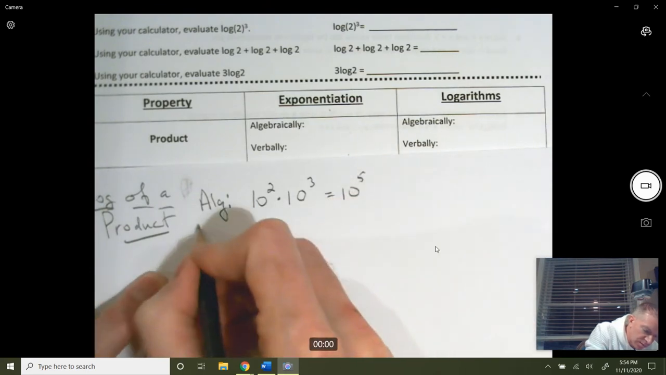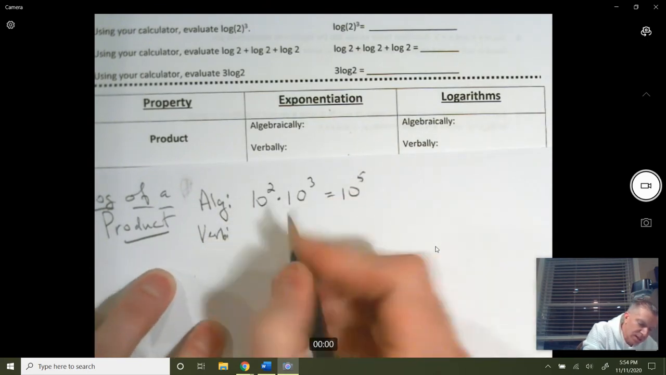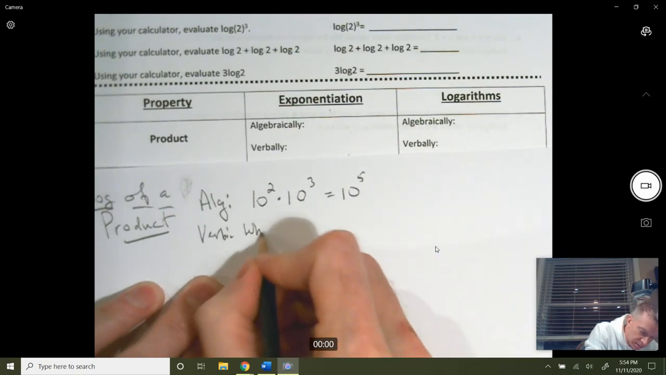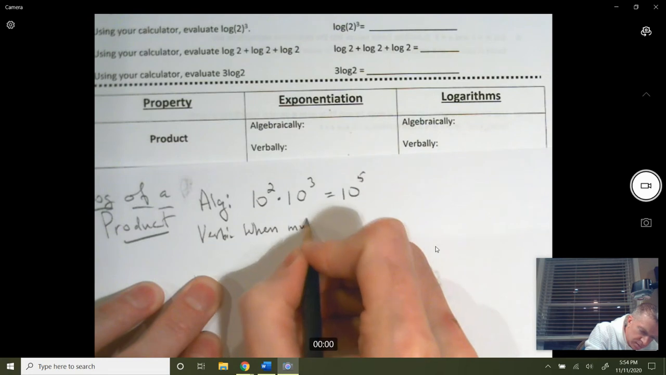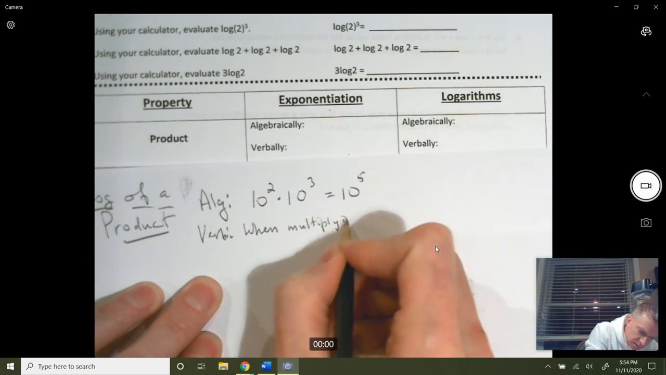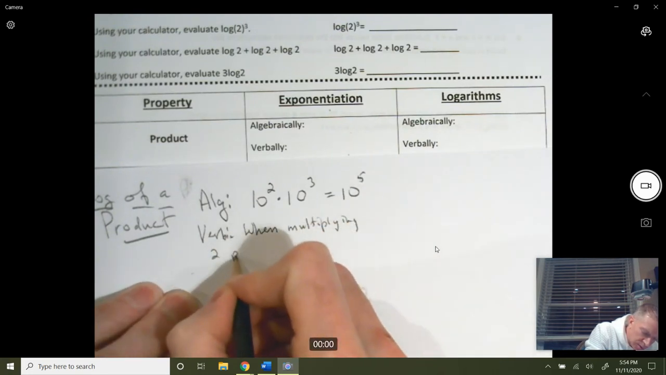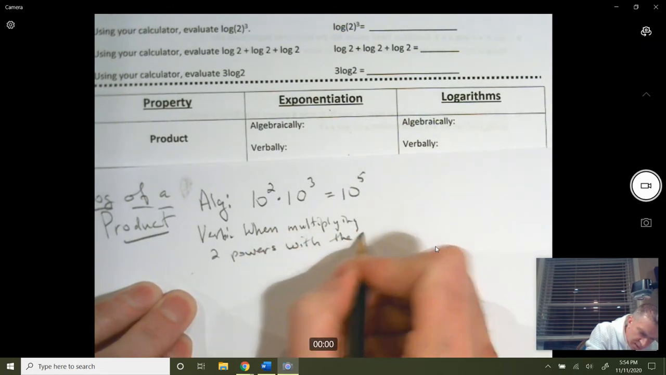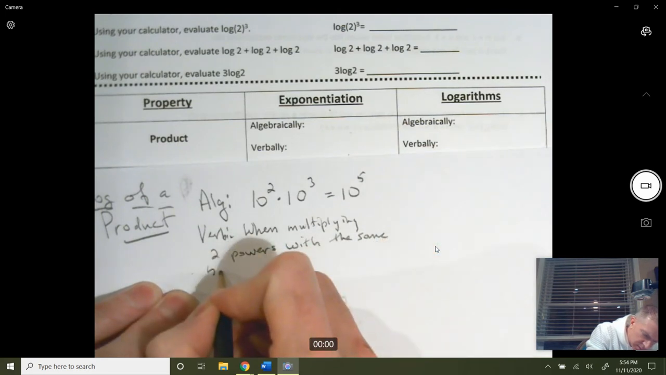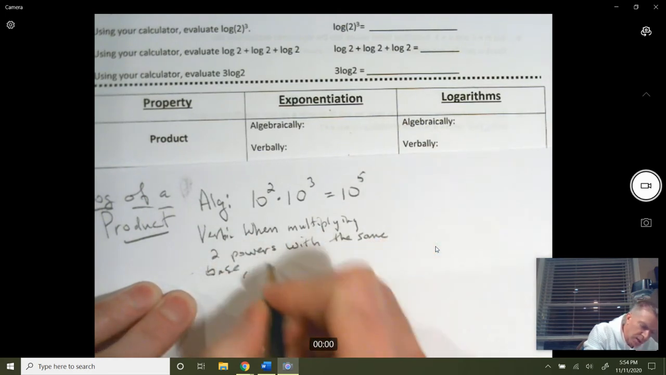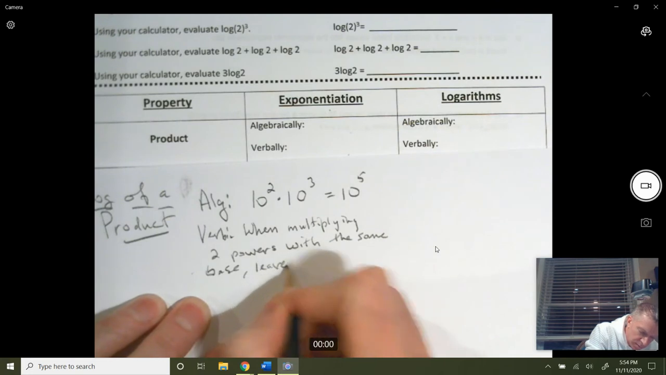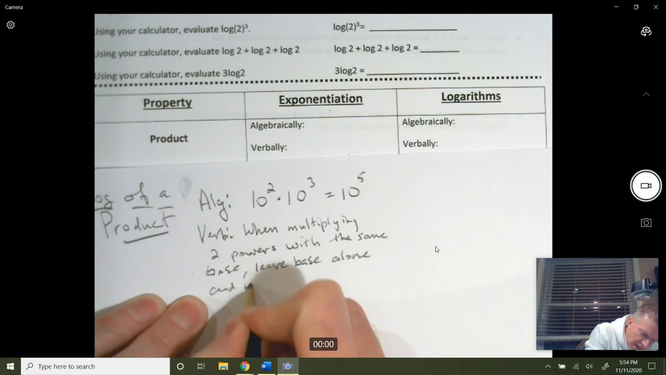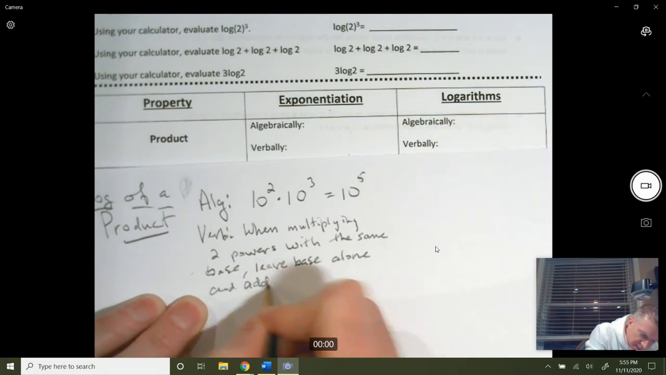And in words, verbally, what that means is when multiplying two powers with the same base, you leave the base alone and you add the exponents.